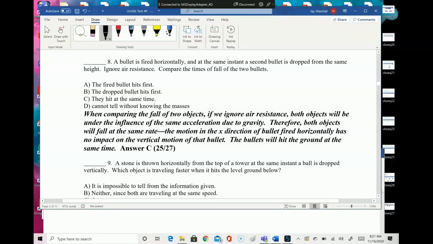A bullet is fired horizontally, and at the same instant, a second bullet is dropped from the same height. Compare the times of the fall of the two bullets. Got one doing this, and I've got one doing this. Both of these are going to be under the influence of gravity, right? They're both going to fall in a vertical direction at the same rate.